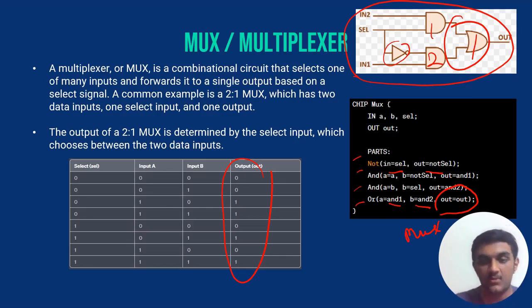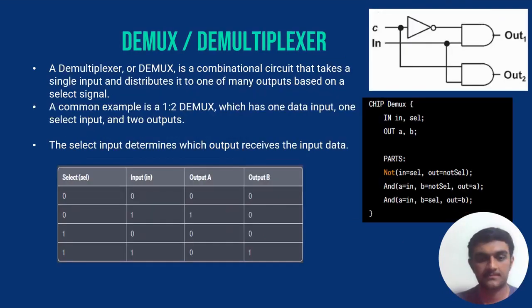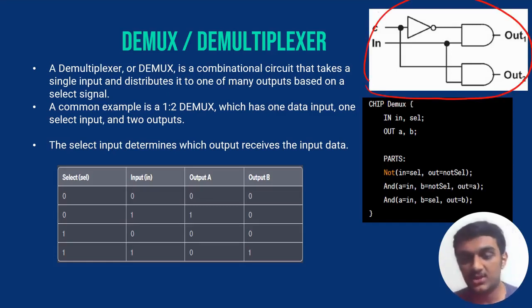So moving on to DMux. Now coming to DMux, it's also similar to mux. A DMux, or demultiplexer, is a combinational circuit that takes a single input and distributes it to many outputs based on the select signal. A common example of the 1:2 DMux is shown in the circuit below. So this is the circuit we have to implement in VHDL as code.